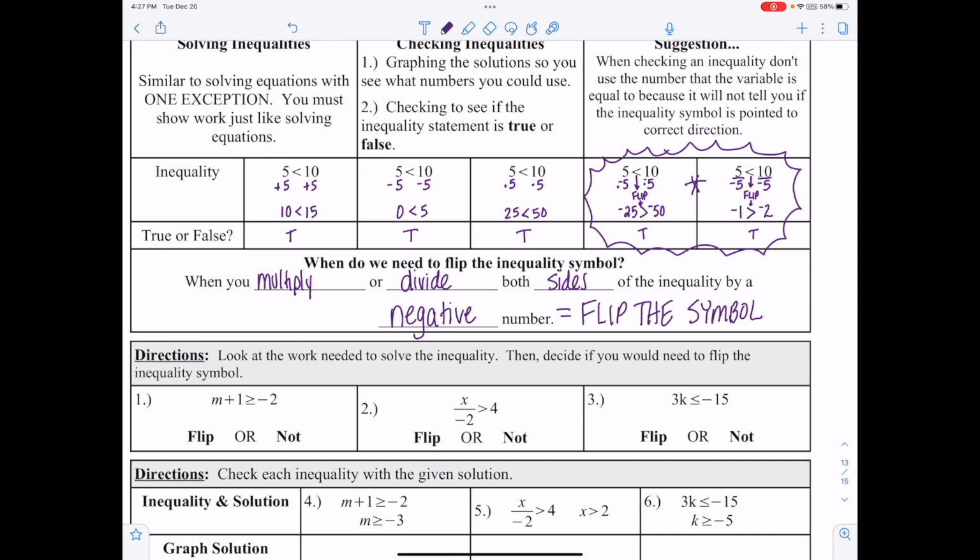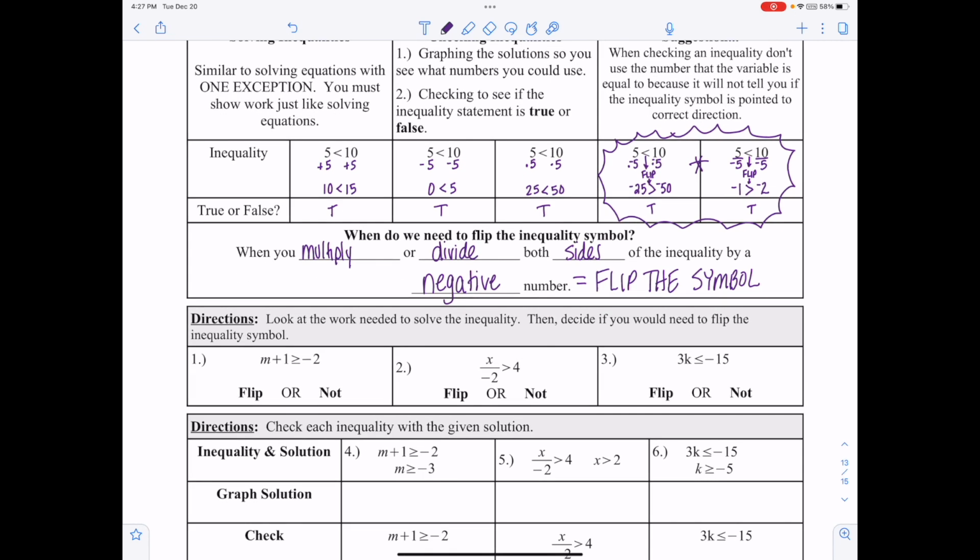All right, when you multiply or divide. So there you have another song for you.